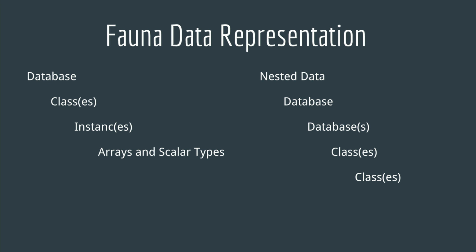The data representation in Fauna. This is the other unique thing about Fauna: you have your database. Your database has what they call classes, and then I create an instance of that class, and that instance has array or scalar types. But I can also do nested data. Within a single database, I can have multiple databases, and inside of a database, I can have multiple classes. So I can have nested objects, and this allows me to have relationships in my data.